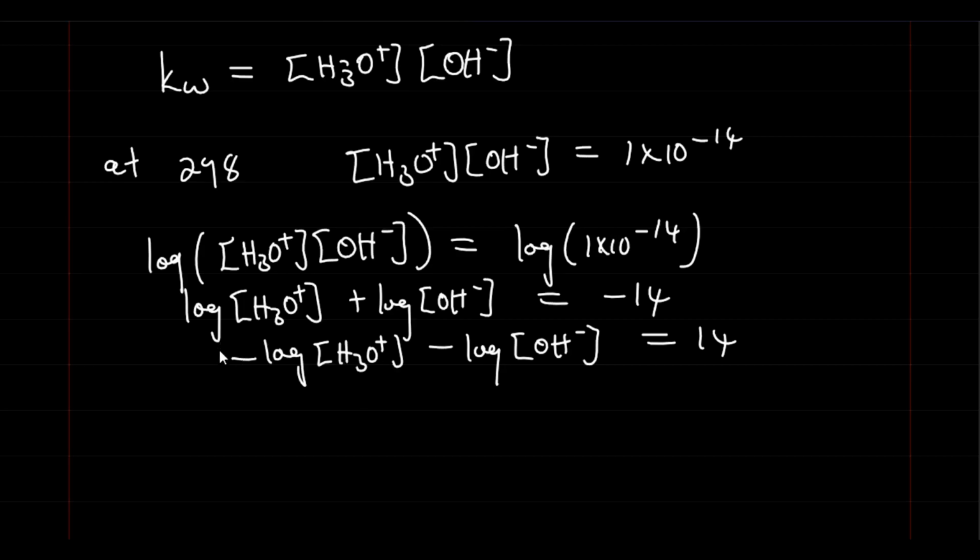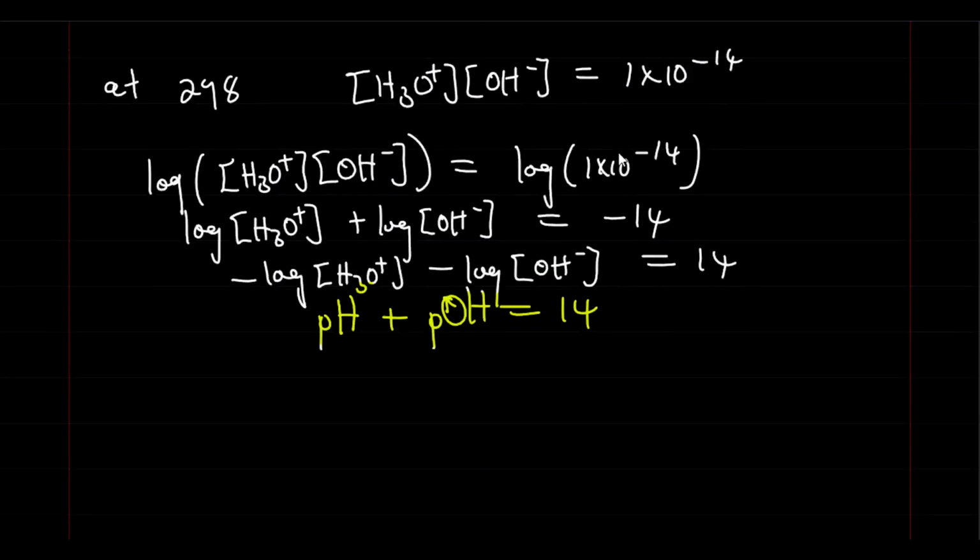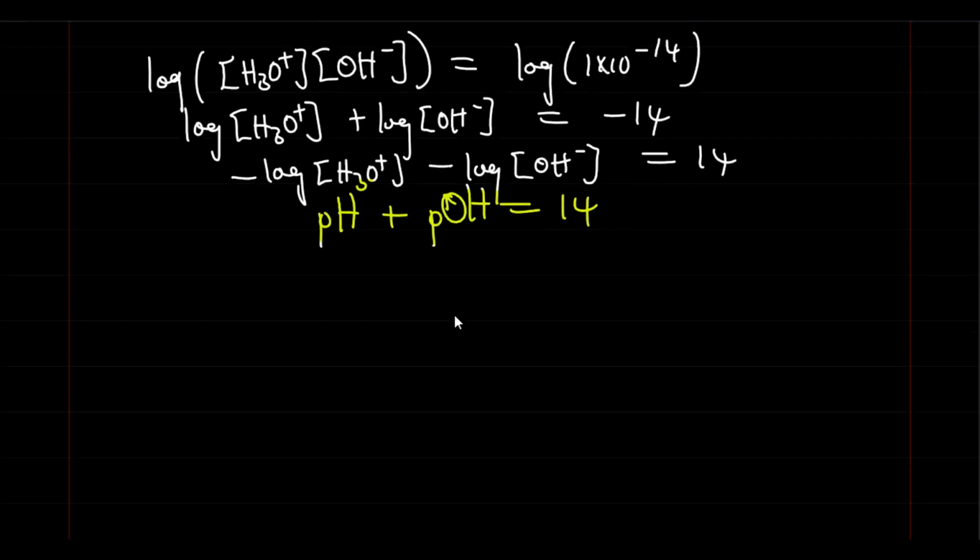Now this thing looks familiar. Negative log of hydronium is pH, and negative log of hydroxide is pOH. So pH plus pOH is equal to 14. We have derived another very nice thing that we are going to use. You will not be asked to derive this, and you do not have to understand how it is derived. Now we have two important equations: the one of Kw and this one.